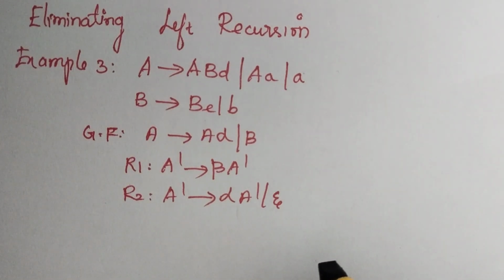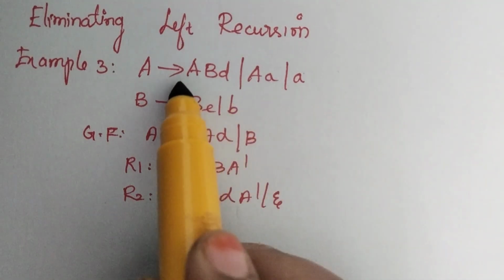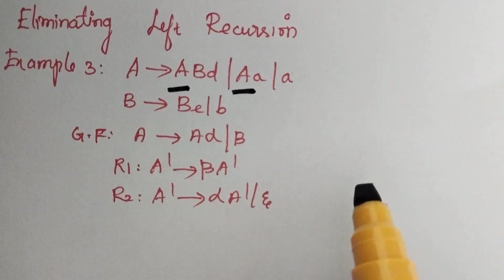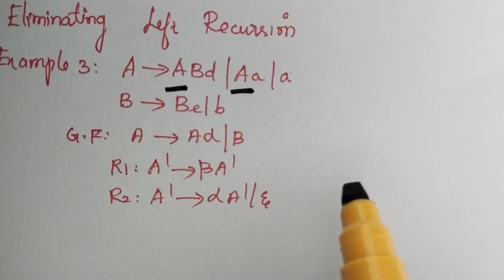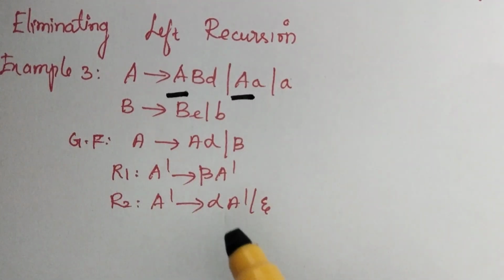In this video, I am going to explain one more example under eliminating left recursion. Now look at this example, it is quite different. The left recursion is there in more than one production. In the previous example, we had seen two more grammars, and today I am going to take this example grammar and eliminate the left recursion.